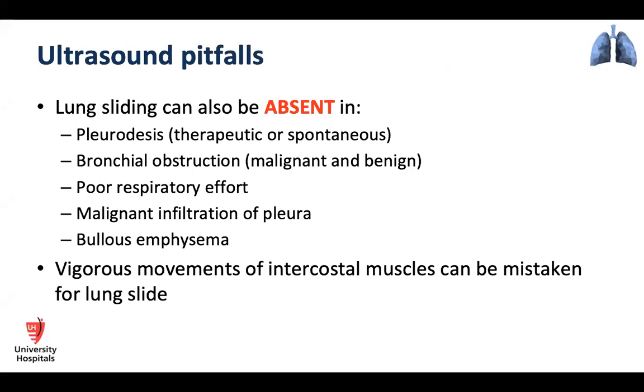Now, you remember, you have to be careful because lung sliding can be absent in patients who underwent pleurodesis, if they have bronchial obstruction where the visceral pleura is not in contact with the parietal pleura, poor inspiratory effort, if they have malignant infiltration of the pleural space, if they have emphysema. Pleural sliding is frequently absent in lung transplant recipients, especially if they've had a double lung transplant, because they have a single buffalo chest and the pleura is quite frequently injured during the surgical procedure. And then, of course, vigorous movements of the intercostal space can be mistaken for sliding in someone who is in severe respiratory distress. You have to be careful about those things.